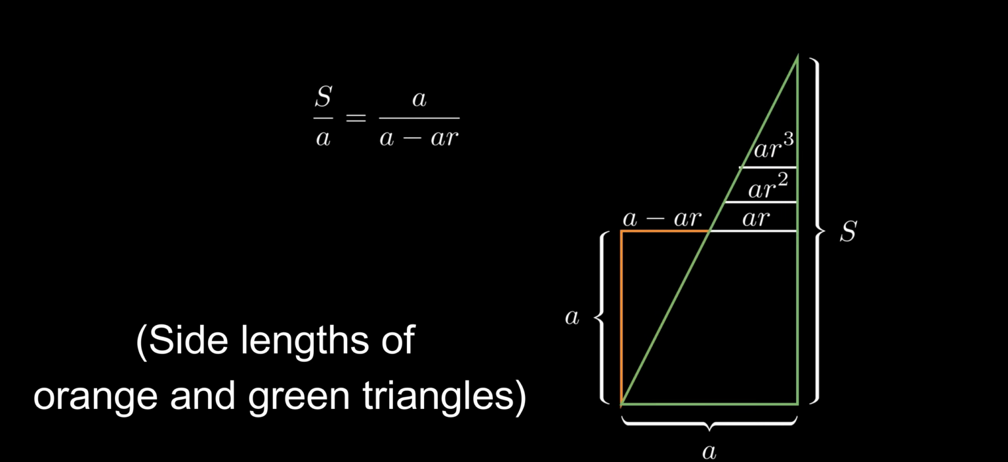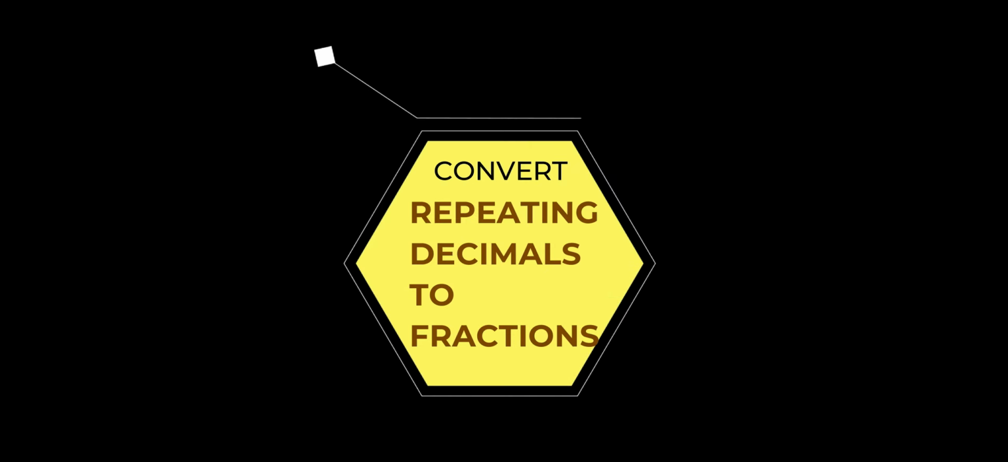From this, we can have the equation s over a equals a over a minus ar. To simplify this, we would multiply both sides by a and then just factor out the a from the denominator. Then we just cancel the a's and are left with s equals a over 1 minus r, which is just the same result we got when we solved it algebraically. Now that we've proven the sum of an infinite geometric series formula in two different ways, let's use this formula to convert repeating decimals into fractions.